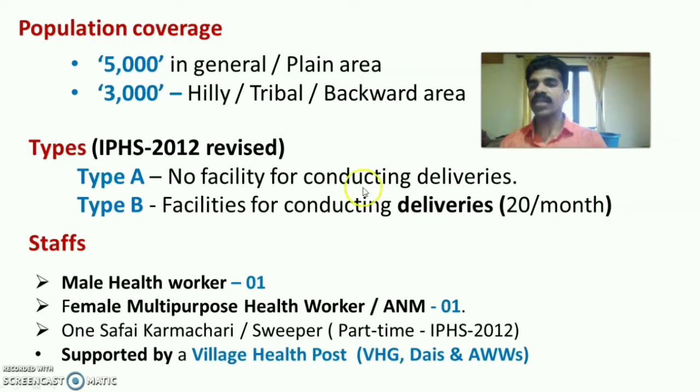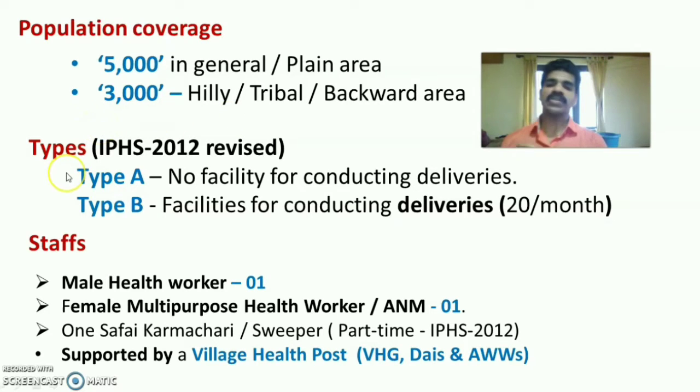The population coverage of the subcenter in general is 5,000 population. So a subcenter covers a population of 5,000 in general and plain areas. Then in hilly, tribal or other backward areas, a subcenter covers only 3,000 population.